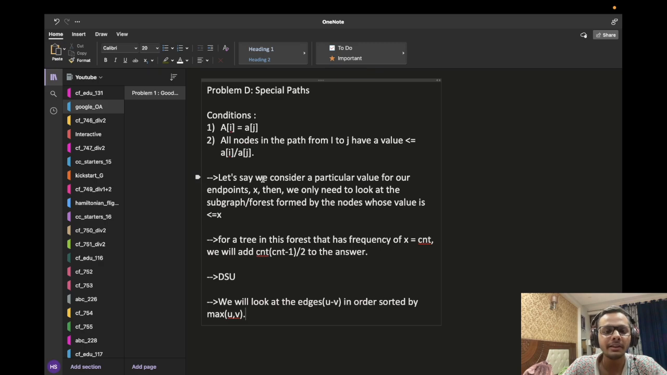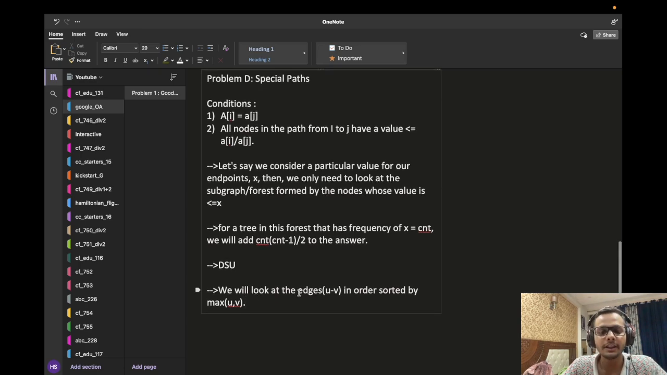And now when we increment the value of x, we just need to look at a few more edges, and then we will add that to our DSU. And using that DSU, we will look at all the nodes which have a value equal to x, and we will see which of them belong to the same component and which of them belong to different components. So for any two nodes which belong to the same component and have a value x, we will increment our answer by 1, right? So I think this is not a very difficult thing to understand, and this is how we are going to go about this problem.